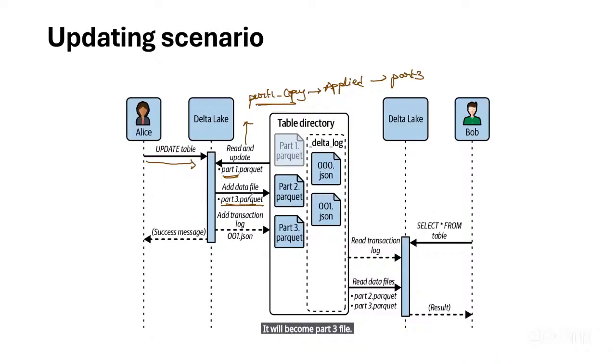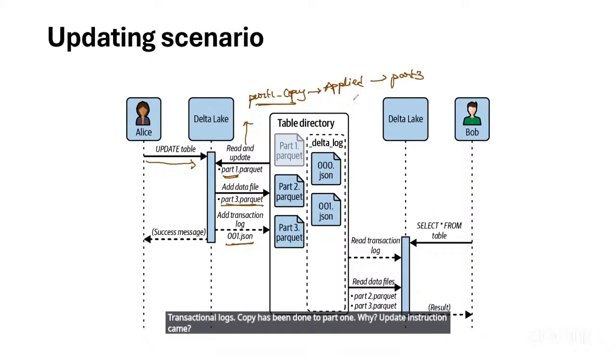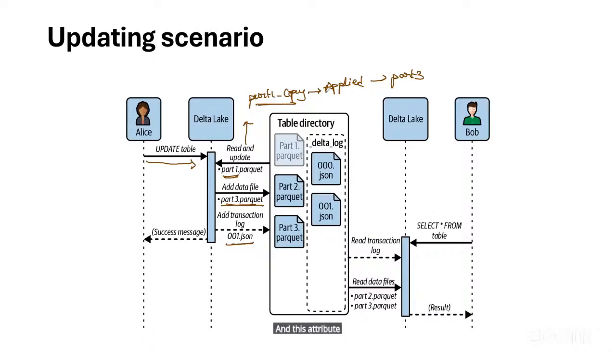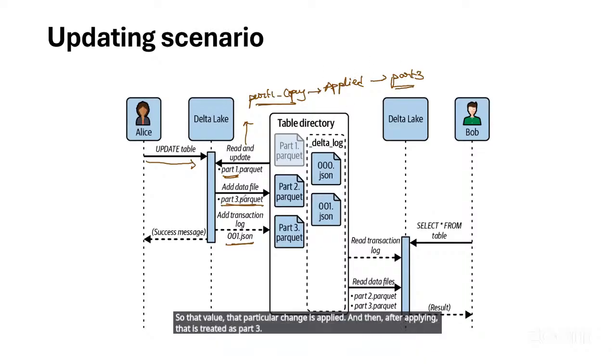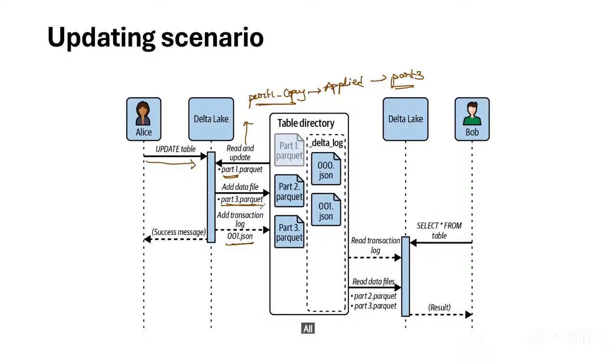Now all this data will be available in the transactional logs. Copy has been done to part 1. Why? Because the update instruction came, and this attribute has been changed. She was interested in updating some value. So that particular change is applied, and then after applying, that is treated as part 3. All these will be available in these log files.